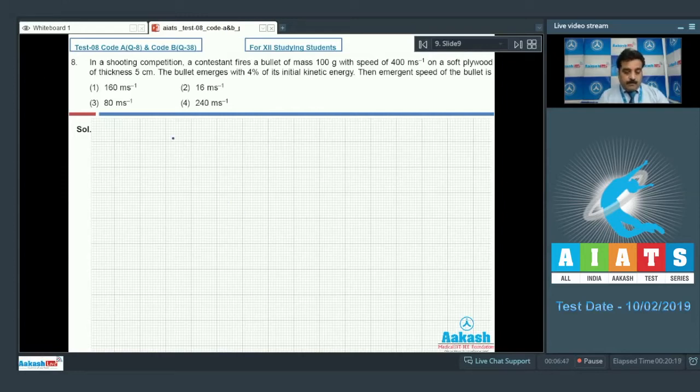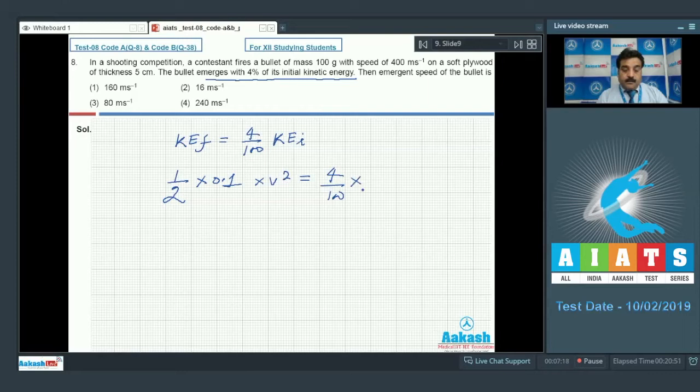According to the problem, I can write the final kinetic energy will be equal to 4 upon 100 times the initial kinetic energy, because the question says the bullet emerges with 4% of its initial kinetic energy. Now the formula of kinetic energy is half mv square, with mass in terms of kg being 0.1, into v square, equals 4 upon 100 times the initial kinetic energy. So first, 1 by 2 into mass 0.1 in terms of kg into 400 square.